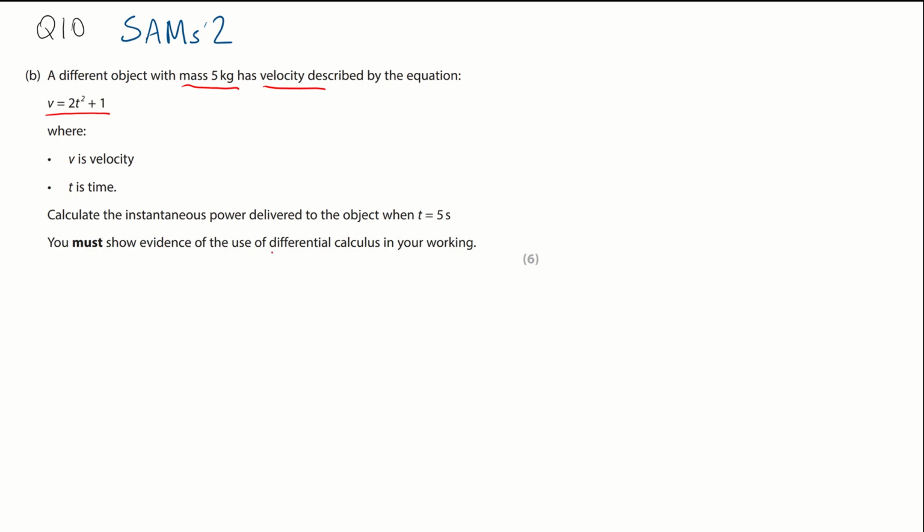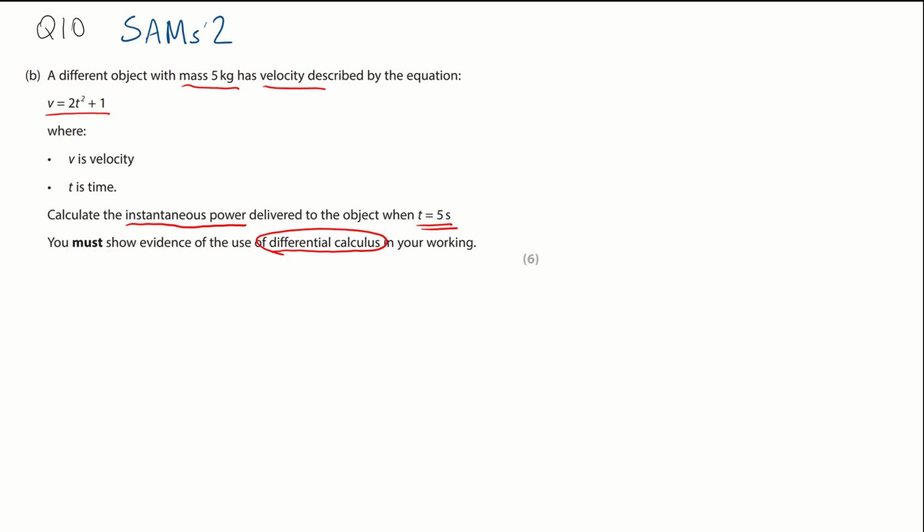And again, we know that we're going to need to differentiate this. So even if you're unsure of anything else, this is a really good hint that I've got something in terms of time. Let's differentiate it and get a couple of marks. What else are we looking for here? We're looking for the instantaneous power when t is equal to 5 seconds.